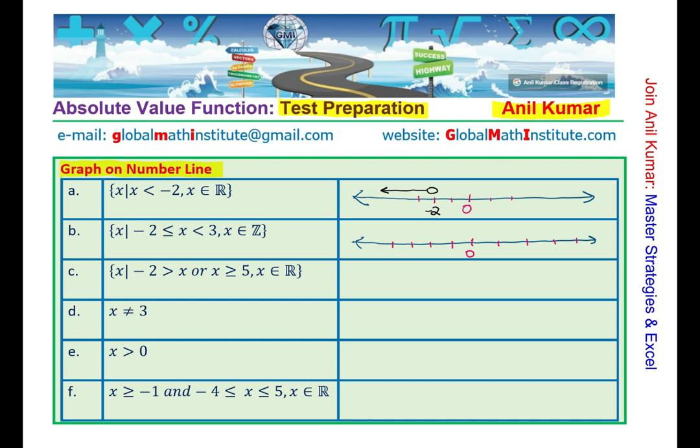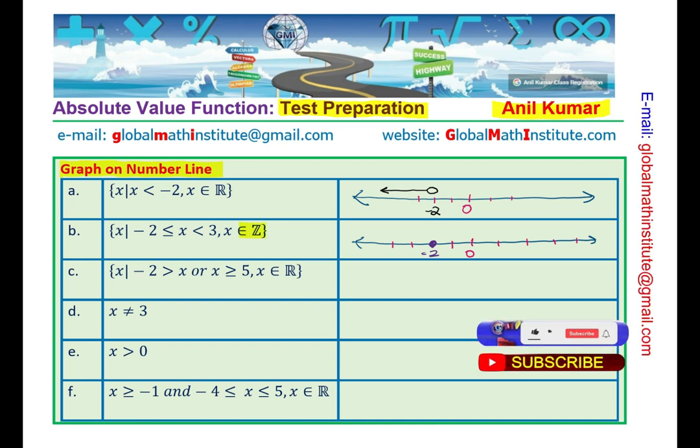Now, in this particular case, as you can see, we want to include -2. Including -2 means making a solid circle there, right? A filled-in circle at -2. And we are looking at the set of integers, so we won't draw a line, we'll just circle the integers between -2 and 3, -2 being included.